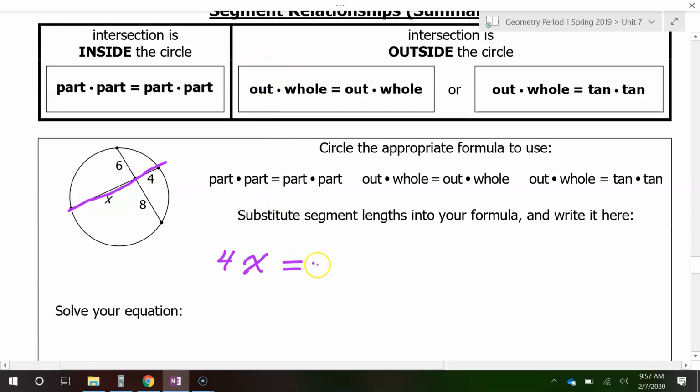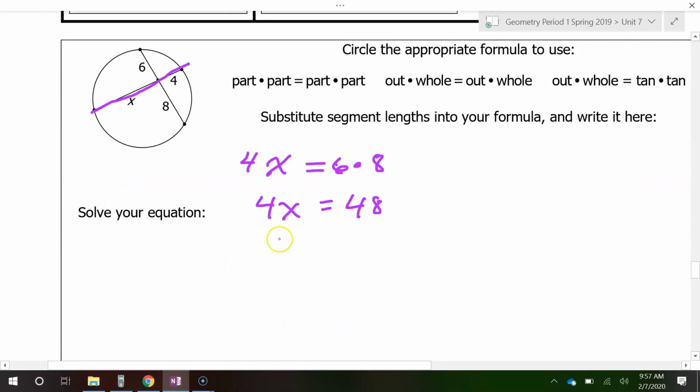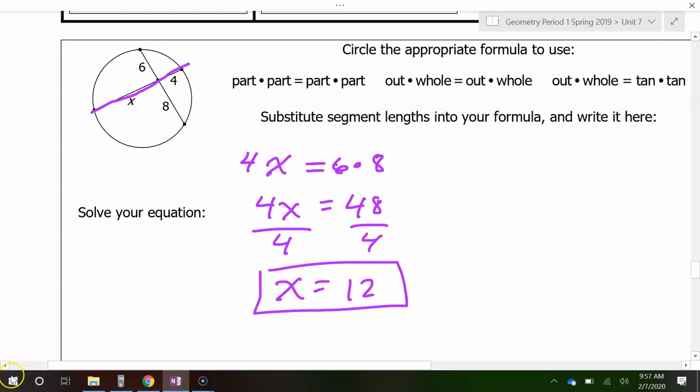Right, okay, because it's like the 6 times 8. All right, so 4 times x is equal to 6 times 8. So that means 4x is equal to 48. And then, of course, you divide both sides by 4. So x is 12. We were supposed to circle the formula that we used, so we'll just circle that we did this one.